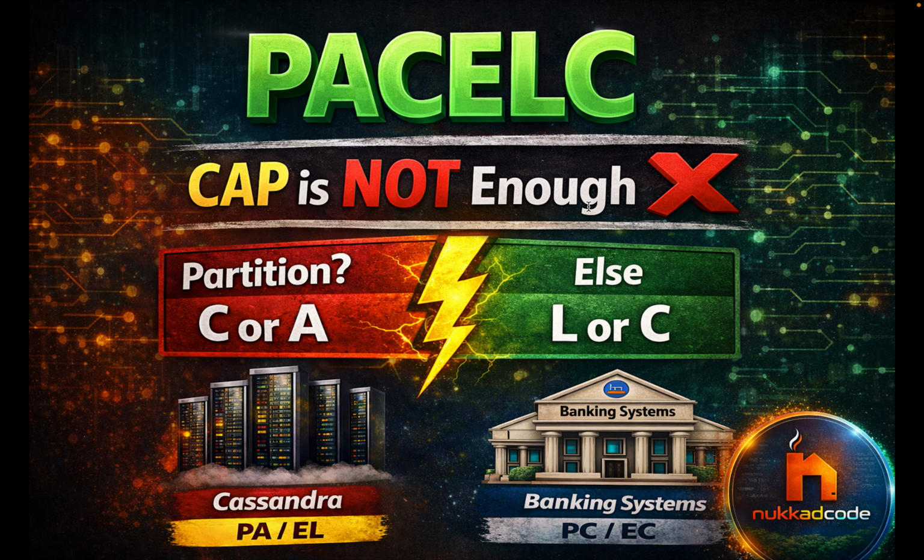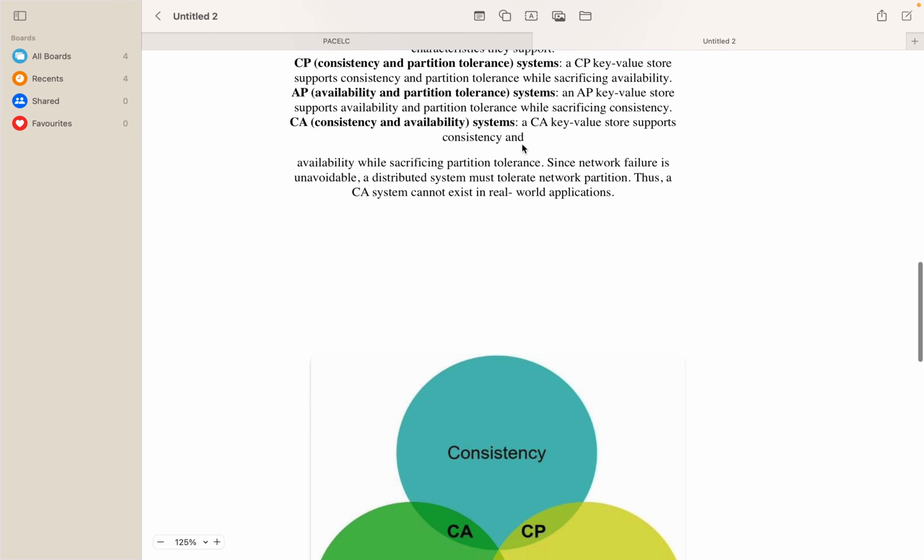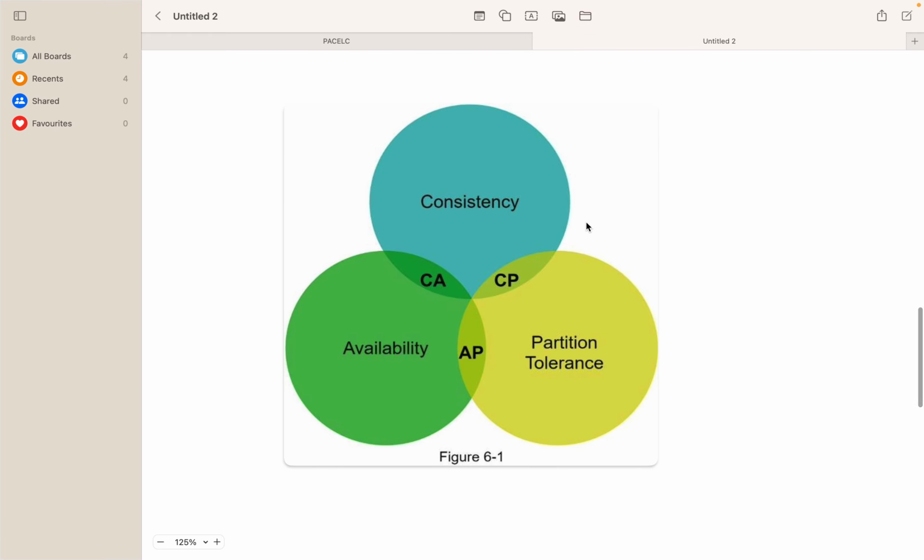Okay, so let's go for CAP. Let me take you first to this diagram. What is it saying? CAP is made of three components: C for consistency, A for availability, and P for partition tolerance. Let me go through the definition of each. What is consistency, what do we mean by availability, and what is partition tolerance?